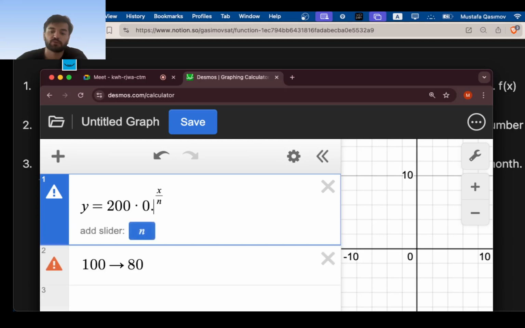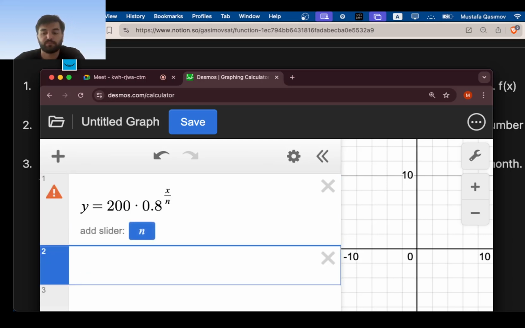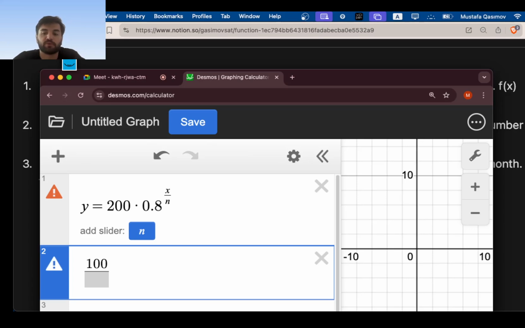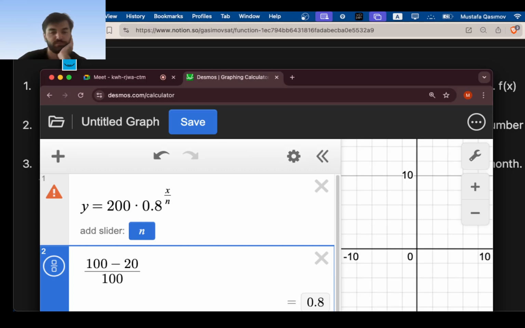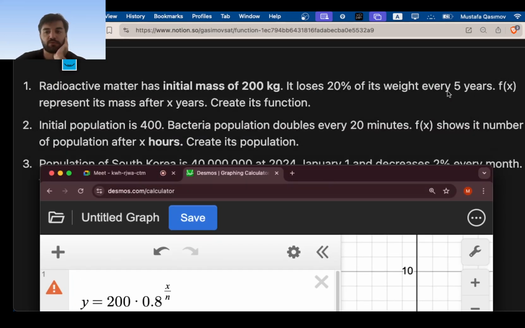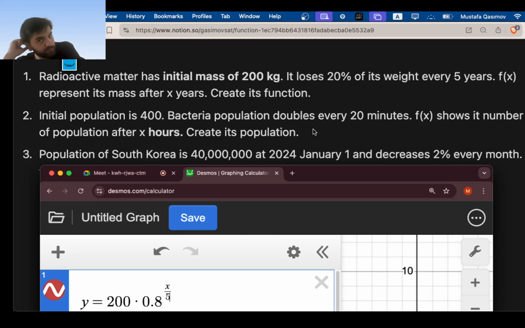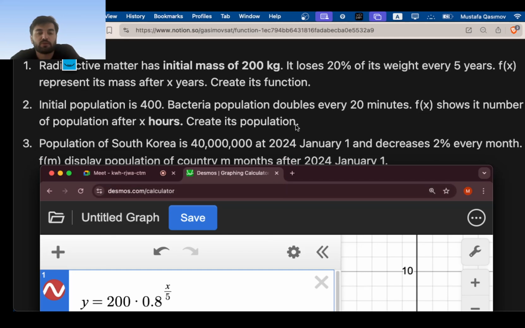So when you have a percent... Sure, here, why not 0.2? Because it says loses 20%, so it is 100 minus 20 over 100. Okay, I understood. Then when it says every 5 years, you have to write x over 5 here. Any question? No. Okay. And what's the answer, teacher? So the answer is this function. It will ask for the function. Yeah. It asks for the function.